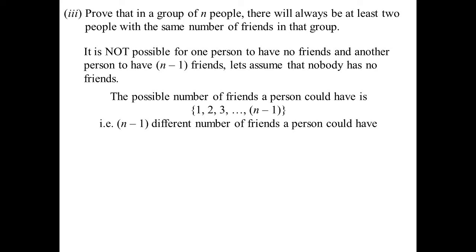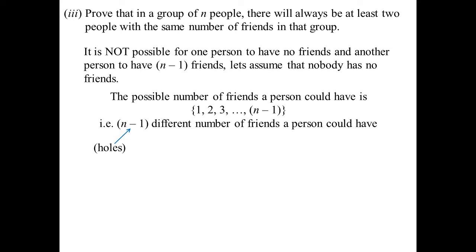So whether we choose the no friends to be impossible or the n-1 friends to be, one of them has to be impossible. I'm going to say we're a friendly group and there's no one there with no friends. Okay, so the possible number of friends a person could then have is 1, 2, 3, up to n-1 friends. In other words, there are n-1 different numbers of friends a person could have. They're our pigeonholes. So there's a category.